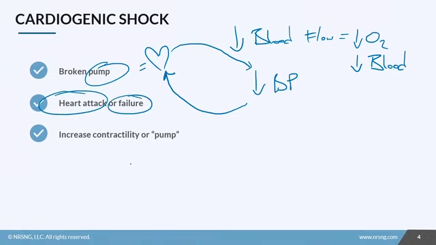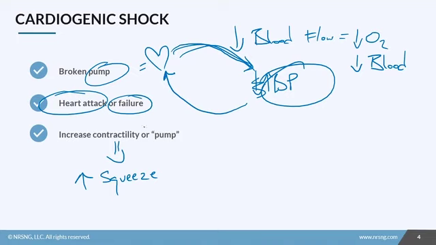So what we have to do in order to fix this is increase the contractility, or the squeeze, in the heart. We want to increase the pump so that every time it pumps out, we're getting more blood flow, so that we can correct this blood pressure and get it up. So if your patient has a heart attack and you correct the heart attack, then you can improve the perfusion of the heart and in turn fix the cardiogenic shock. But what you want to do in the meantime is support this blood pressure and try to increase this squeeze. So now let's take a look at neurogenic shock.